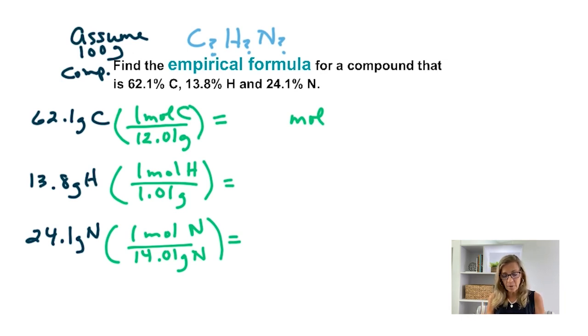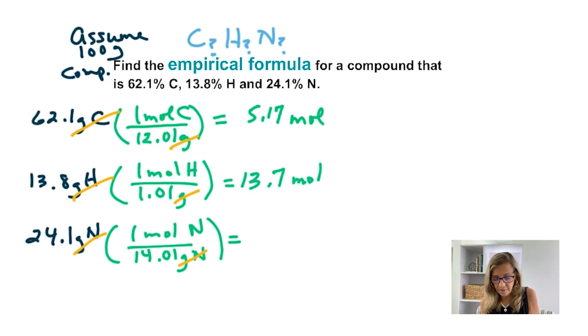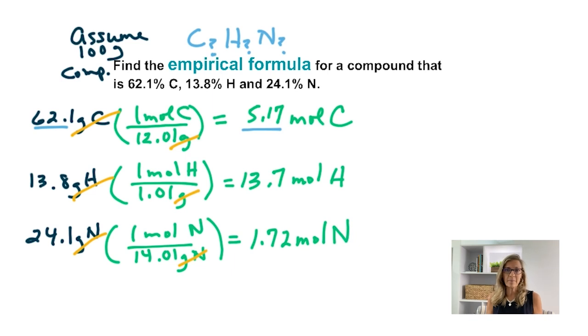All right, so we get moles of each of these. Okay, remember when we multiply, those grams will cancel, and we get moles of each element present. Okay, so that is 5.17. Now, when you do this step, don't drop your sig figs here. Okay, moles of carbon, moles of hydrogen, and then 1.72 moles of nitrogen. I started with 3 sig figs. I want 3 sig figs in my moles.